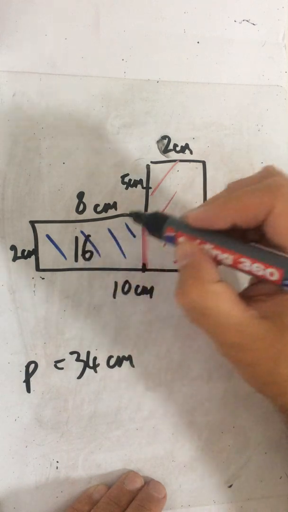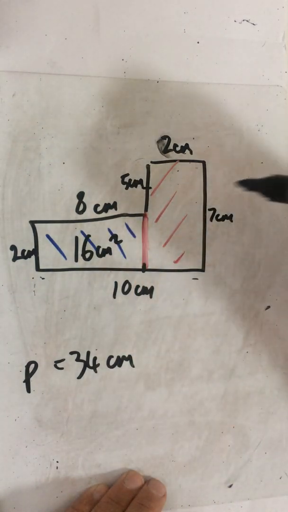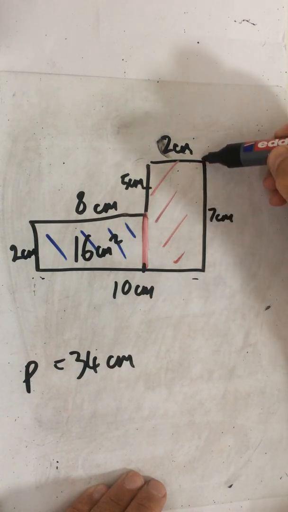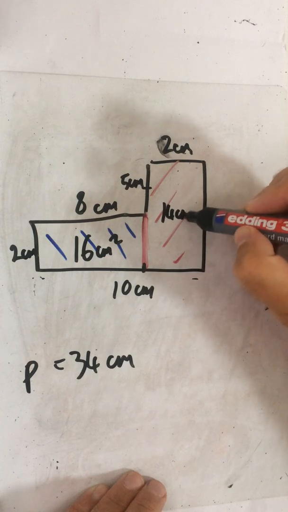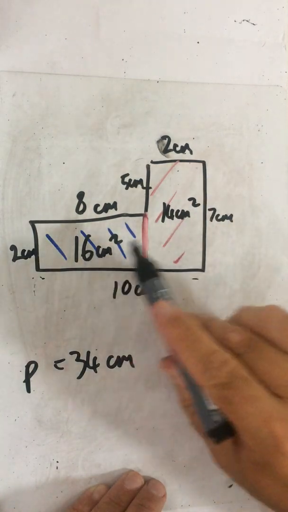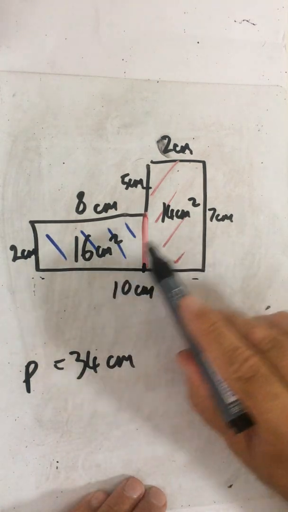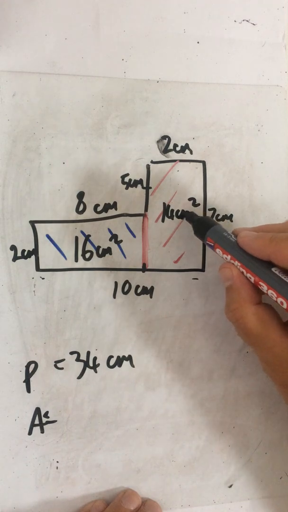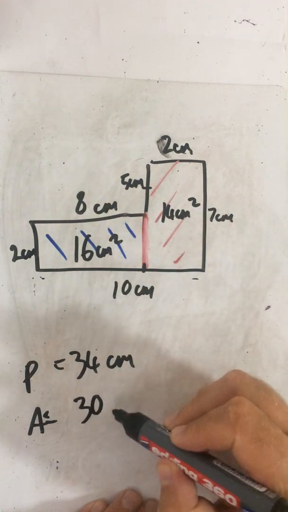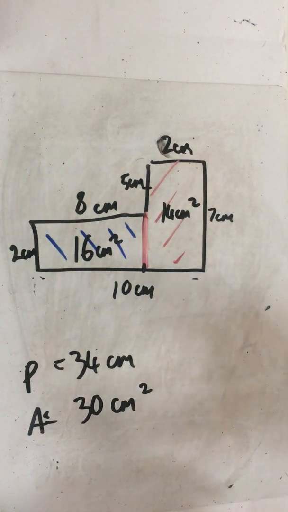I'm going to just write that in the box. 16 centimeters squared. Then I've got the length is 7 and the width is 2. And that's 14 centimeters squared. And again, I'm going to write it in. Okay. Now I just need to add those two up to find the area. 16 centimeters squared and 14 centimeters squared. 30 centimeters squared. I just add those up from there.